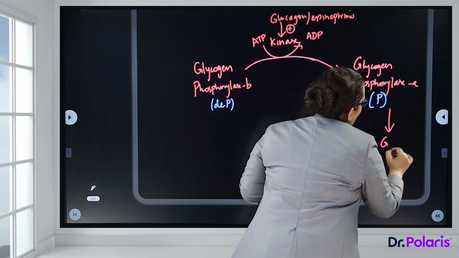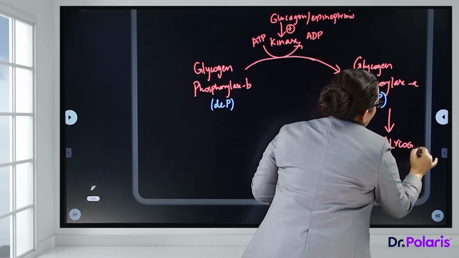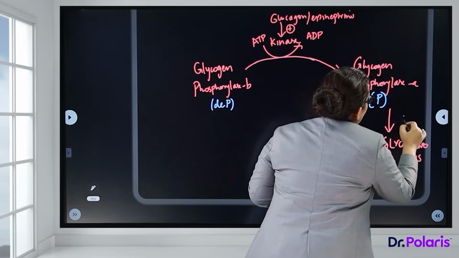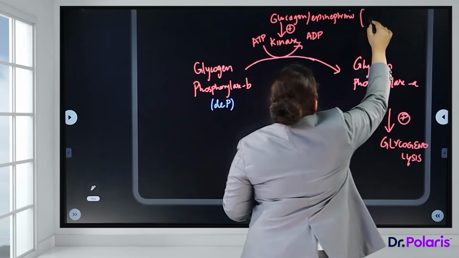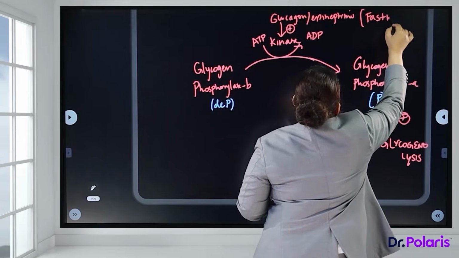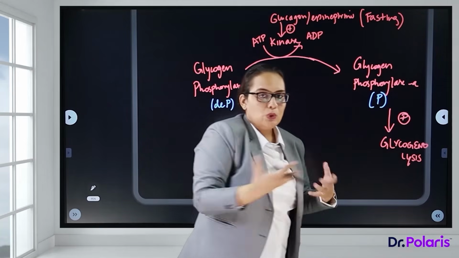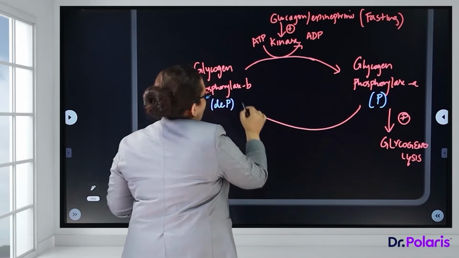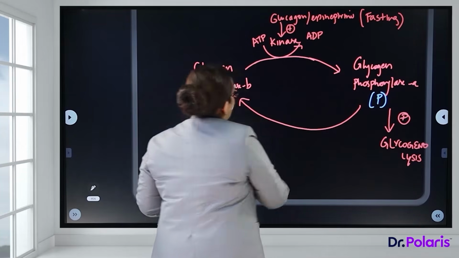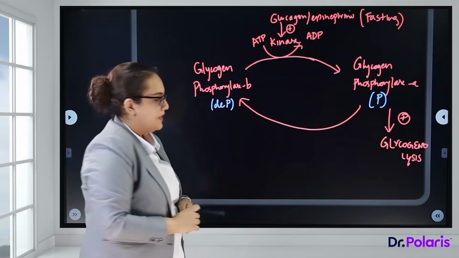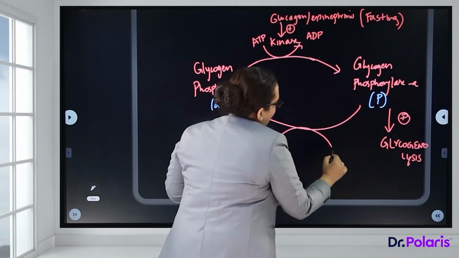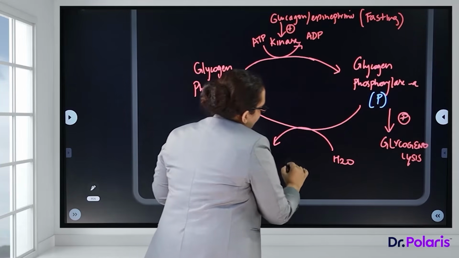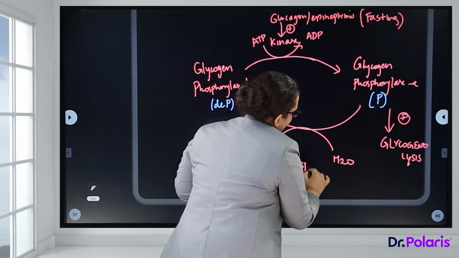So glycogenolysis occurs in the presence of glucagon or epinephrine, especially in the fasting state. So that glycogen is broken down and then glucose is formed, which is utilized for energy. Likewise, to convert phosphorylated form to dephosphorylated form, you need the enzyme phosphatase, which removes the phosphate group. So a water molecule is required to remove the phosphate group, and the enzyme is known as phosphatase.